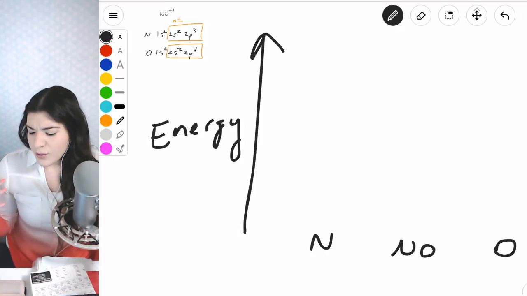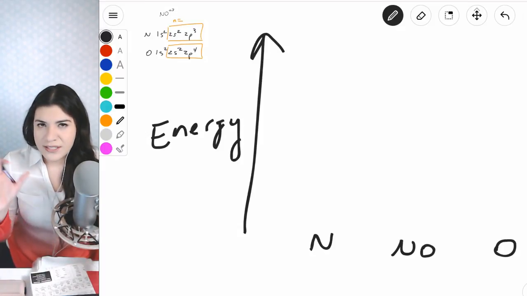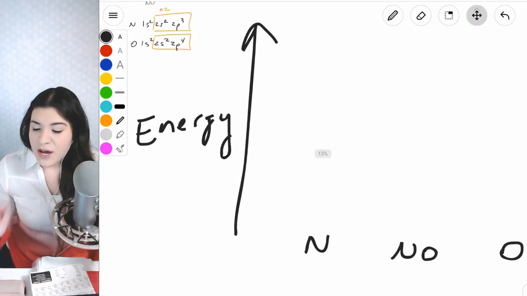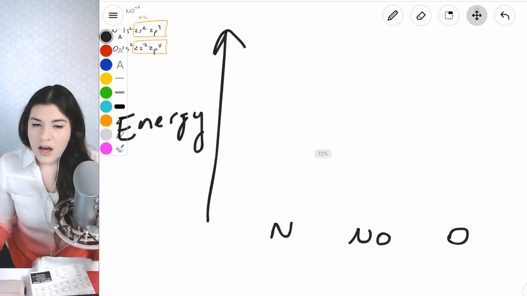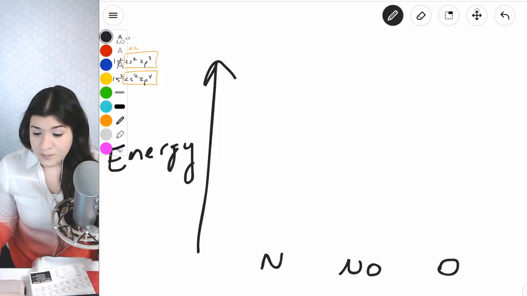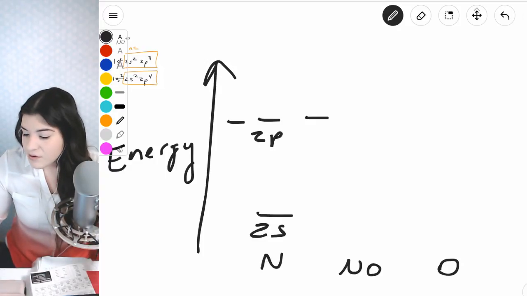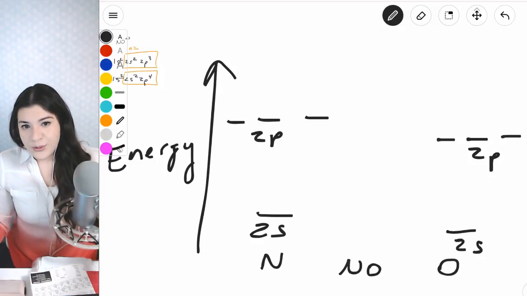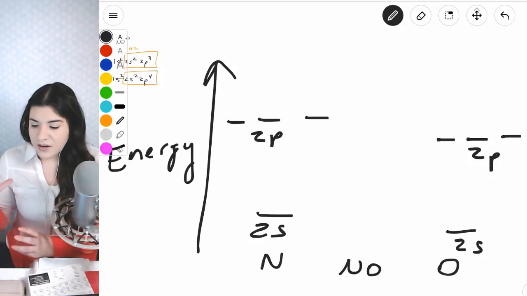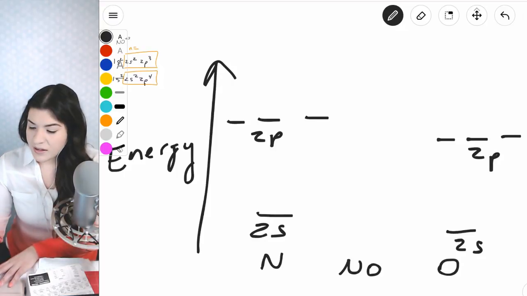I'll do 3+ in a second, but let's just do the general template for this. For nitrogen, this would be 2s and then 2p, and for oxygen, same exact thing. They're both going to have that 2s and 2p. Then I'll start drawing in the center how this is all going to combine. Let me put this a little bit higher up.